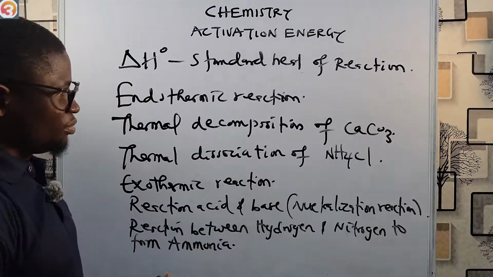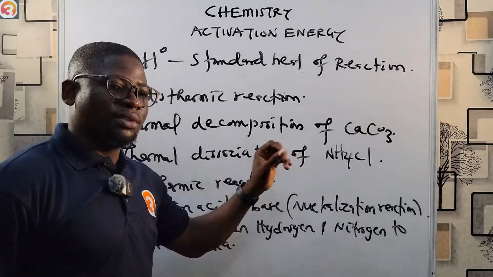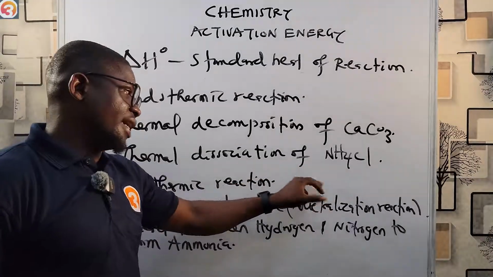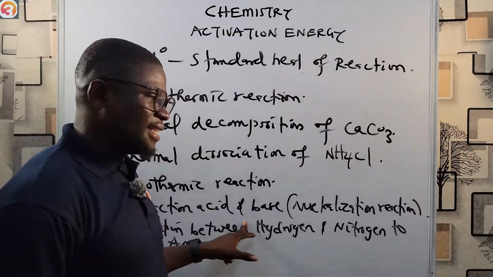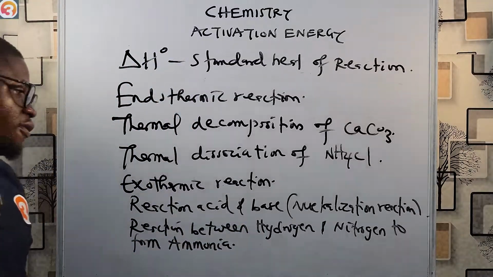Okay, this is another example of an exothermic reaction. All right, so these examples are okay. Examples of endothermic: thermal decomposition of calcium carbonate, CaCO3, and thermal dissociation of ammonium chloride. The examples of exothermic reaction are the reaction between an acid and a base, that is a neutralization reaction, and the reaction between hydrogen and nitrogen to form ammonia.